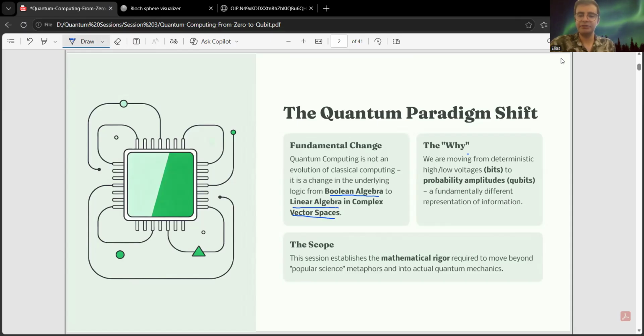And why is that? Because bits are actually kind of deterministic. Either you have a low voltage that gives a 0 or you have a high voltage that gives a 1. But here in quantum computers, we are dealing with probability amplitudes that I'm going to show you later today.